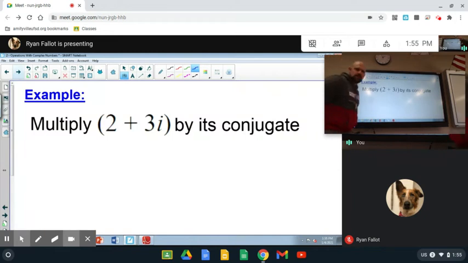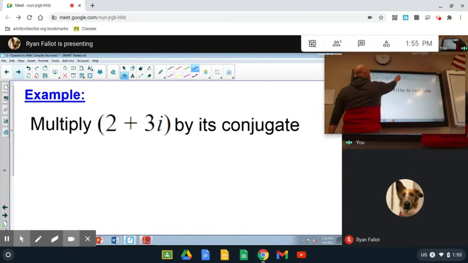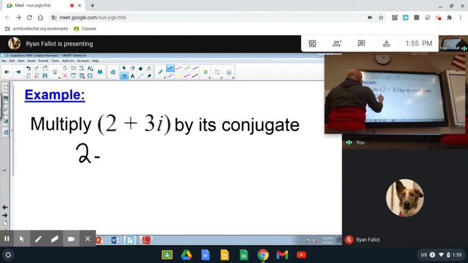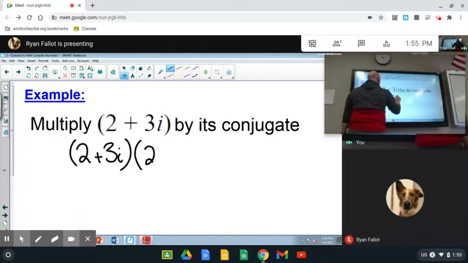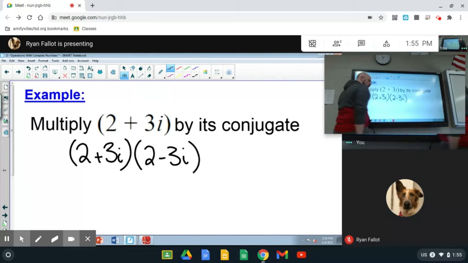So let's go over some examples of multiplying. All right, this says multiply 2 plus 3i by its conjugate. I will start this off for you, right? Because right now we're only given one binomial to multiply. It's 2 plus 3i. But you need to multiply it by its conjugate. So what is its conjugate? Hopefully you're all screaming, oh, that's 2 minus 3i. And I say, good.